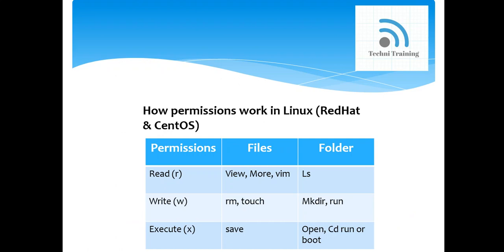Here is the procedure of permissions in files and folders. As you can see, the chmod command is used to change the characteristics of the users. So the chmod command works exactly as shown in the table. Read in files is view, more, vim; for folders it is ls. ls is used to show the list of folders and files in the directory. Write for creating a file is touch. mkdir is for creating a folder. Execute is to save the file, and for a folder to run cd or boot.